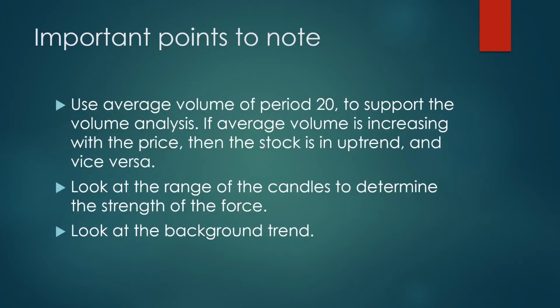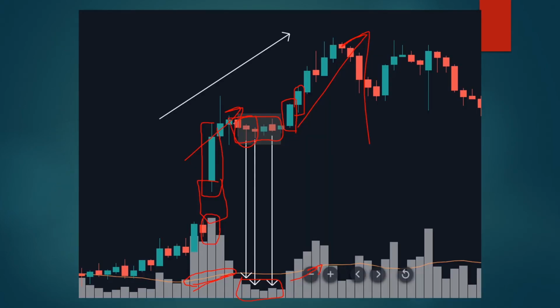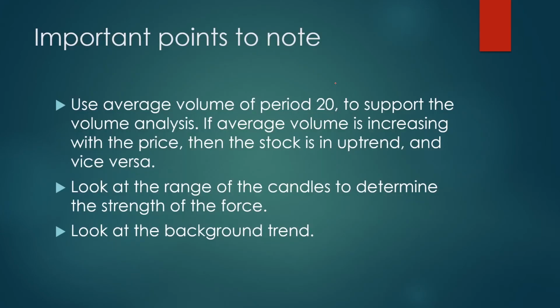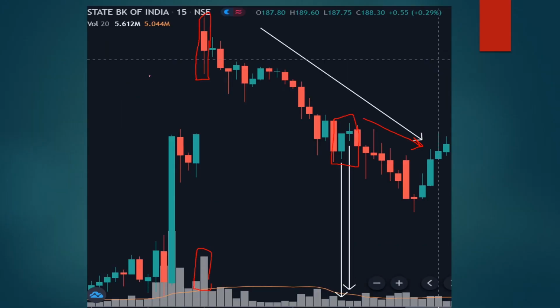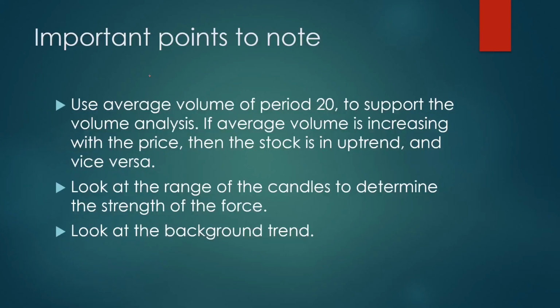Second, look at the range of the candles to determine the strength of the force. Now, we already discussed the bigger the range of the candles, in this case a bigger bullish candle, you knew that the trend is in an uptrend. And basically the wider the range of the candle, the more strength there is in the market, and that is what happened. Third, look at the background trend. That is what we have identified in all the three cases, in which you knew in this case the background trend was bullish, in this case bearish, and in this case bearish.